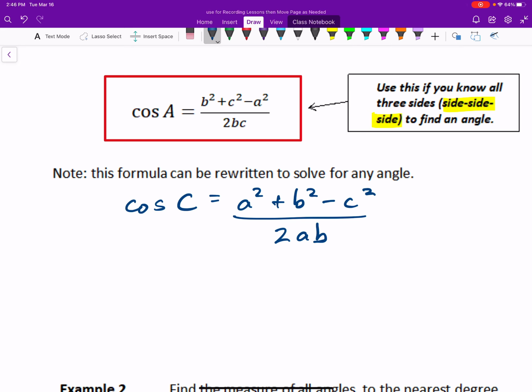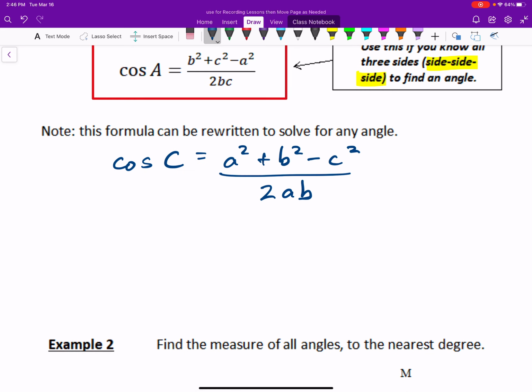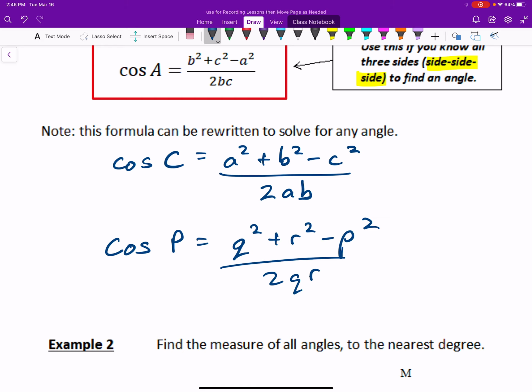And if I wanted to use different letters, say PQR, and I wanted to find angle P, then it would be Q squared plus R squared minus P squared over 2QR. I'm just following the pattern.